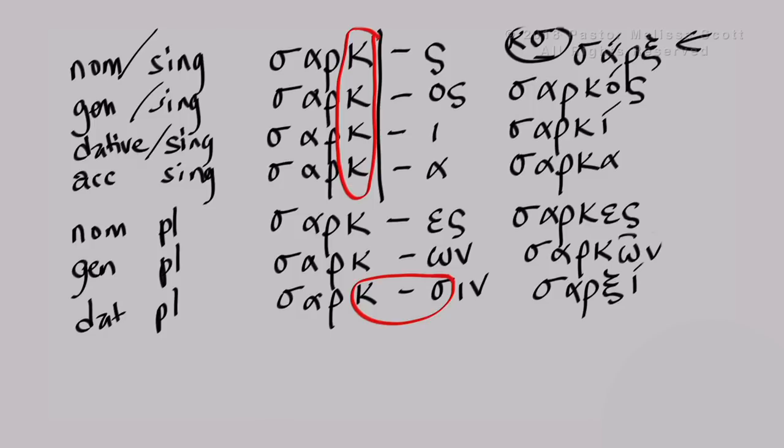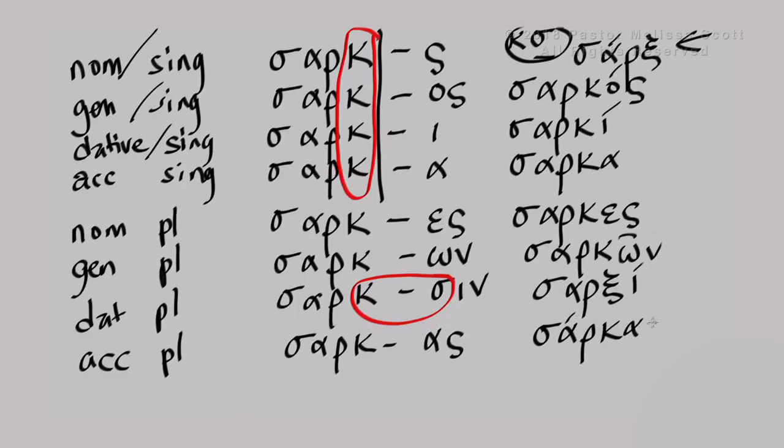But that's the only change that's going to happen, those two changes there. And last but not least, accusative, plural. Here's the stem again, and us. And we have here the plural, sarkas. So that gives you an idea of what has happened there. And we've now just seen the third declension.